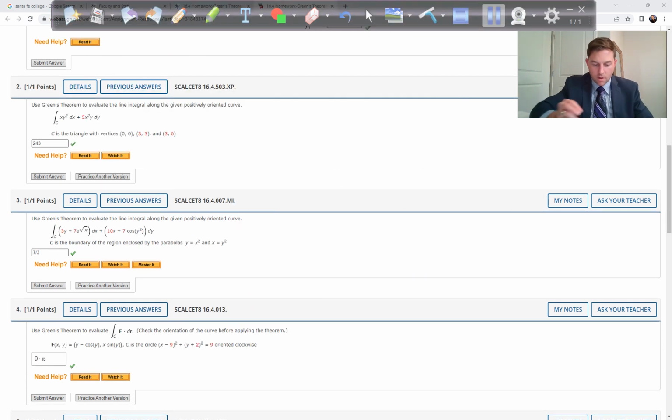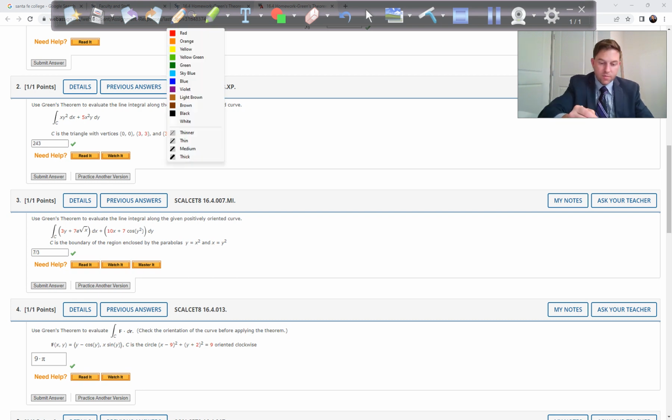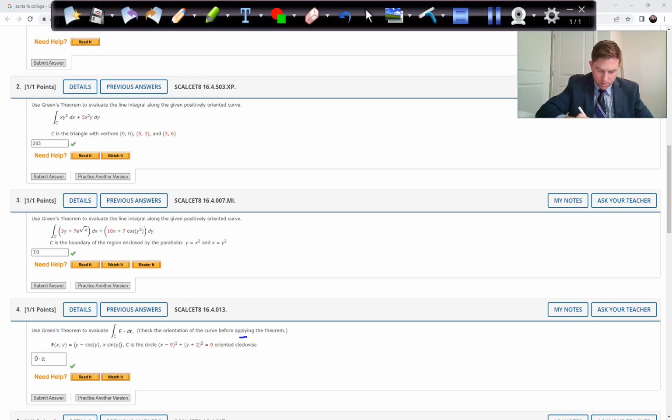Problem 3. Okay, problem 4 says use Green's theorem to evaluate the line integral of F dot dr. Check the orientation of the curve before applying the theorem. It says F of x, y equals y minus cosine y, x sine y. C is the circle (x minus 9) squared plus (y plus 2) squared equals 9, oriented clockwise. So recall what I said at the beginning. Clockwise orientation means we're going to pick up a minus sign in front of our double integral.